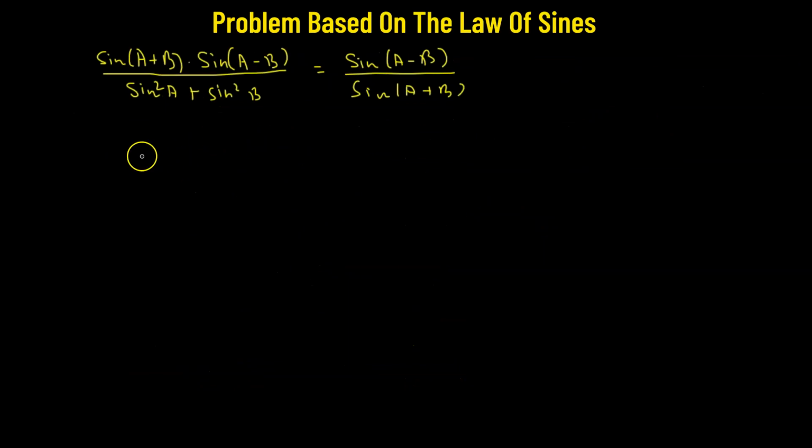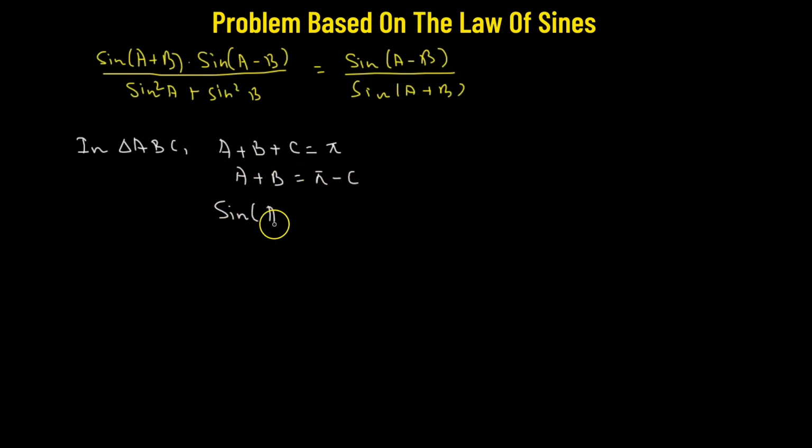So we know that in triangle ABC, the sum of the interior angles A plus B plus C equals pi radians. So A plus B is equivalent to pi minus C. Taking the sine on both sides, we get sine(A plus B) equals sine(pi minus C). Now what's the value of sine(pi minus C)? That's simply sine C, and it's positive since the angle pi minus C lies in the second quadrant. That means sine C is equivalent to sine(A plus B).